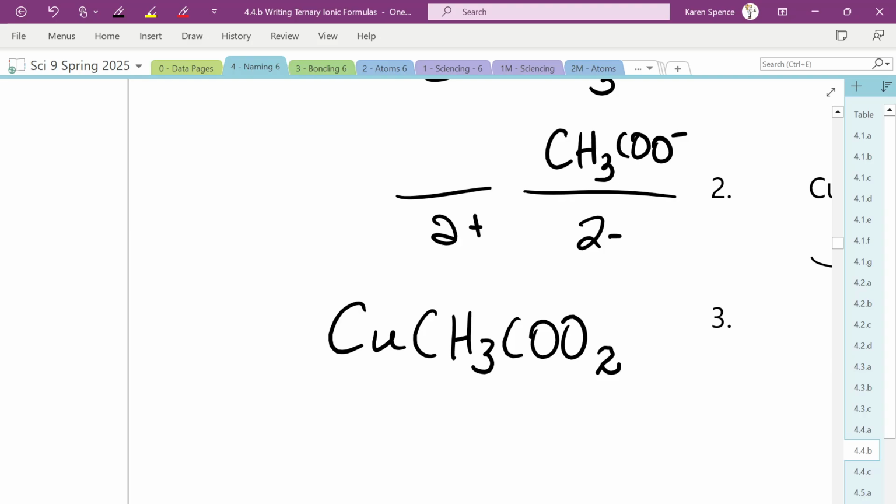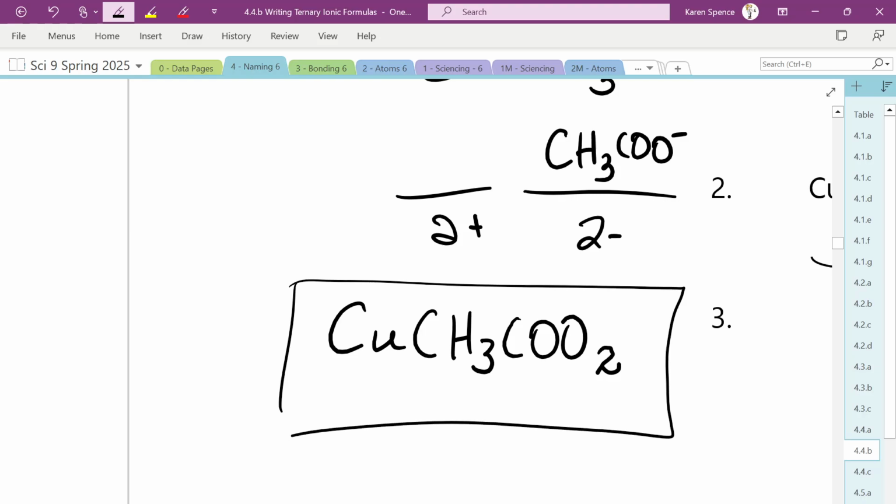And I would like you to look at that formula and see if I've done it correctly. You and your partner, tell each other, have I done that formula correctly? This one here. Or did I miss something?